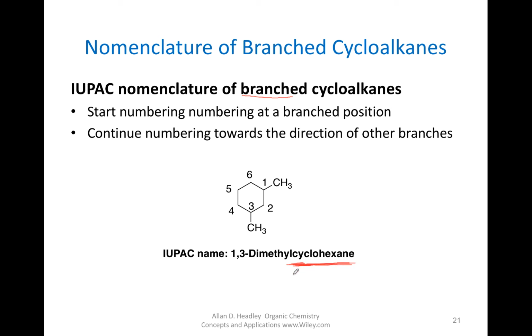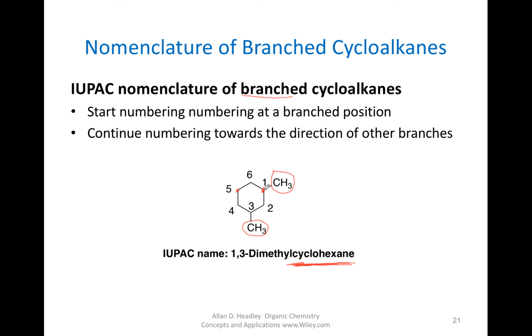Now comes the tricky part. How do we name these substituents in terms of numbering? Because since it's a ring, there's no starting point or end point like a straight chain. So we'll have to tell the reader what the starting point is. The starting point is at a branch. So here's a branch. In other words, you could not start over here. You have to start at a branch.